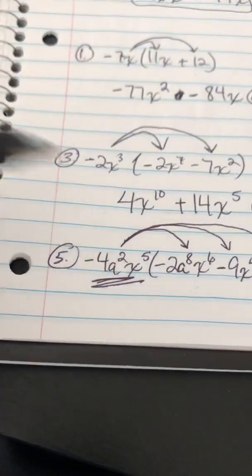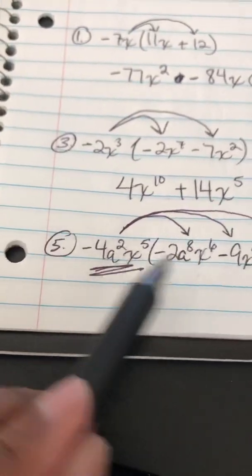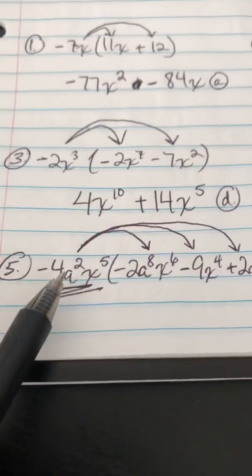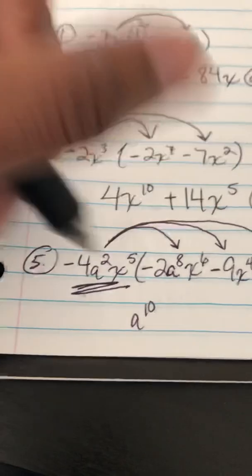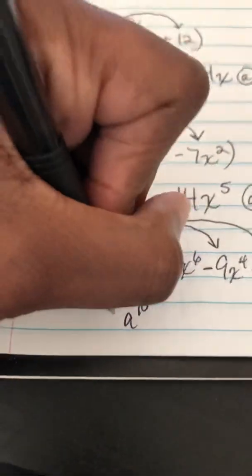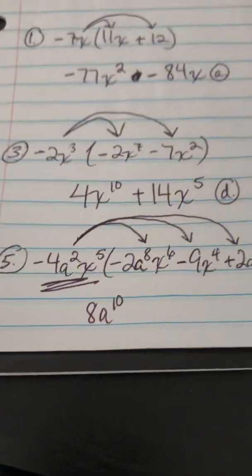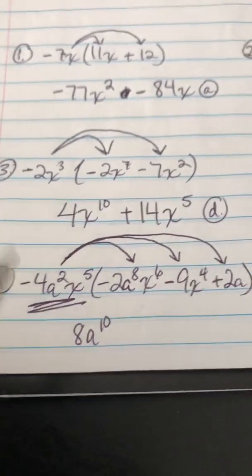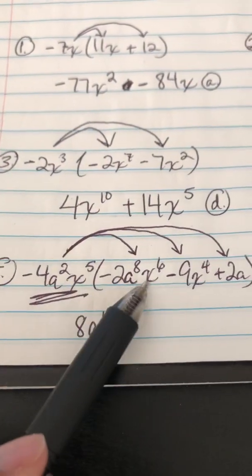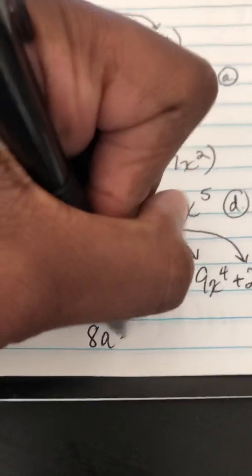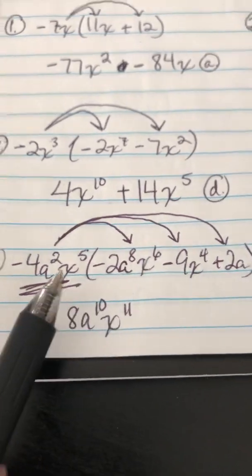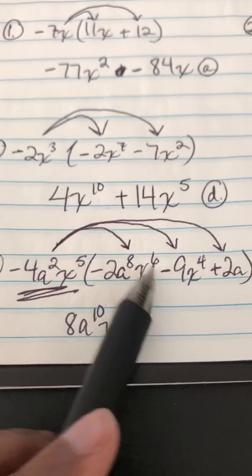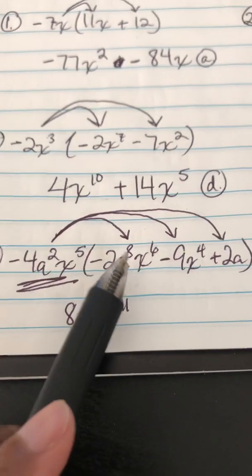So you have negative 4. So again, you could do the variables because that's not going to change whether it's negative or positive. So you have a to the 2nd plus a to the 8th is a to the 10th. And negative 4 times negative 2 is positive 8, because negative times a negative is positive. And then you have x to the 5th and x to the 6th, and that's going to give us x to the 11th. All we did was add our numbers here together. Same variable, add. Same variable, add.